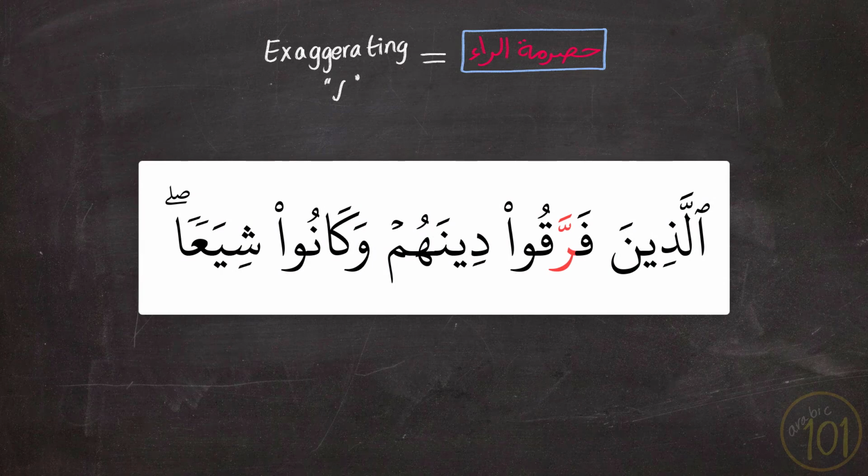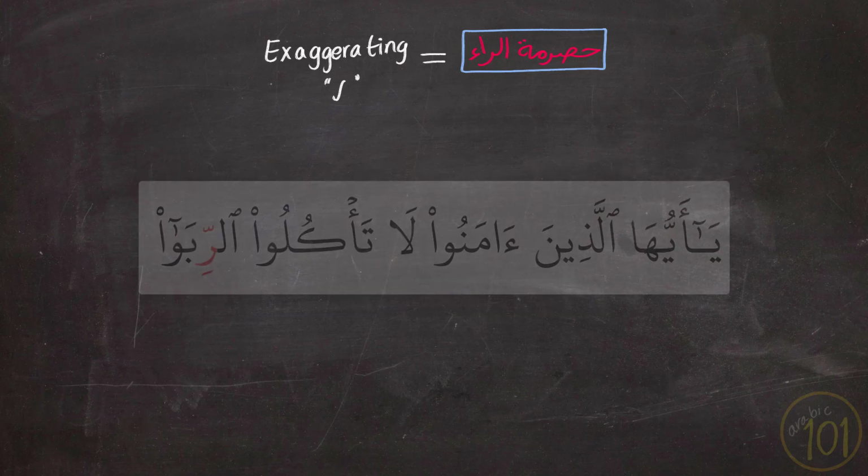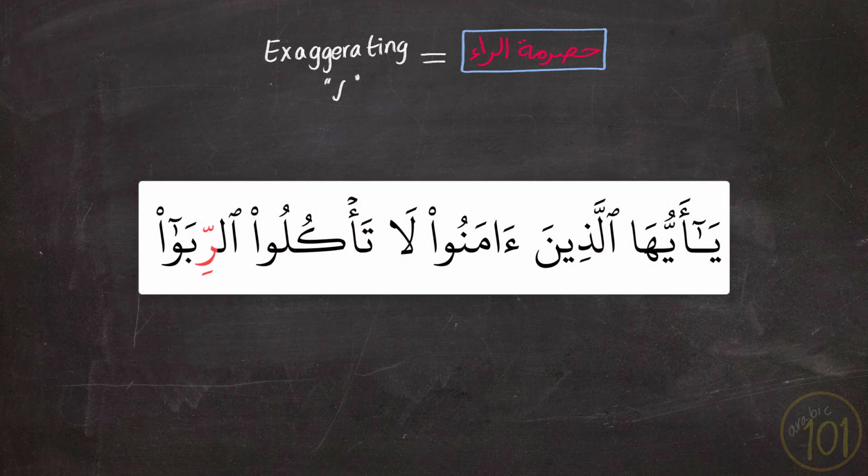الذين فرقوا دينهم وكانوا شيعا. Now, of course, here I have to say الذين فرقوا, not فرقوا. Let's have one more example when the ra has shadda and kasra at the same time. يا أيها الذين آمنوا لا تأكلوا الربا. So not الربا but الربا.